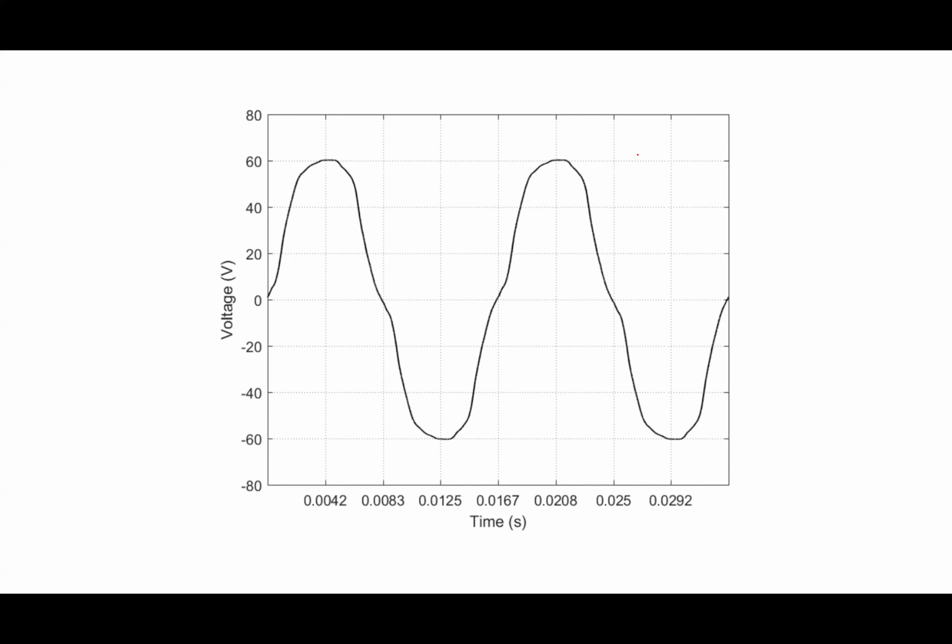The way I can see it's a frequency of 60 hertz is right here. 0.0167 seconds is how long it takes for it to repeat. If you look at that carefully, 1 over that's the frequency. 1 over 0.0167 is about 60 hertz. Okay. Does that look like a sine wave?